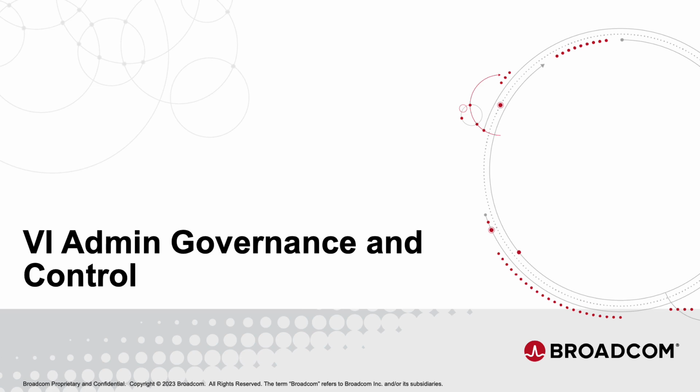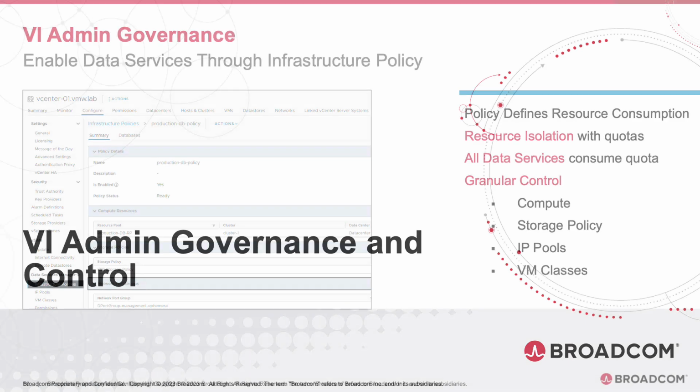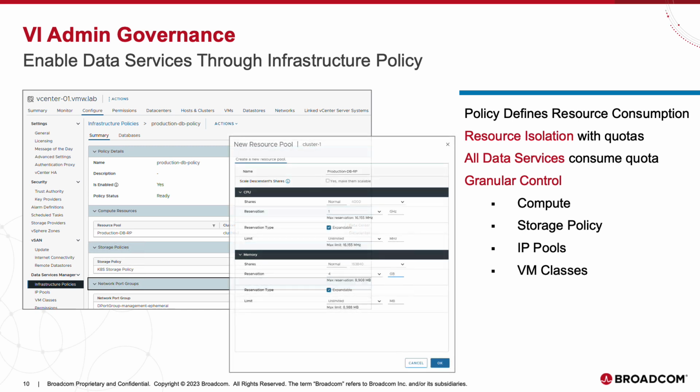Let's look a little deeper at VI admin governance and control. We mentioned infrastructure policies earlier. This is an envelope that the admin can attach resources to. The policies are created in vCenter and then can be assigned to DSM users or groups to define how and where they consume those resources. They provide granular control across compute, storage, and networking.